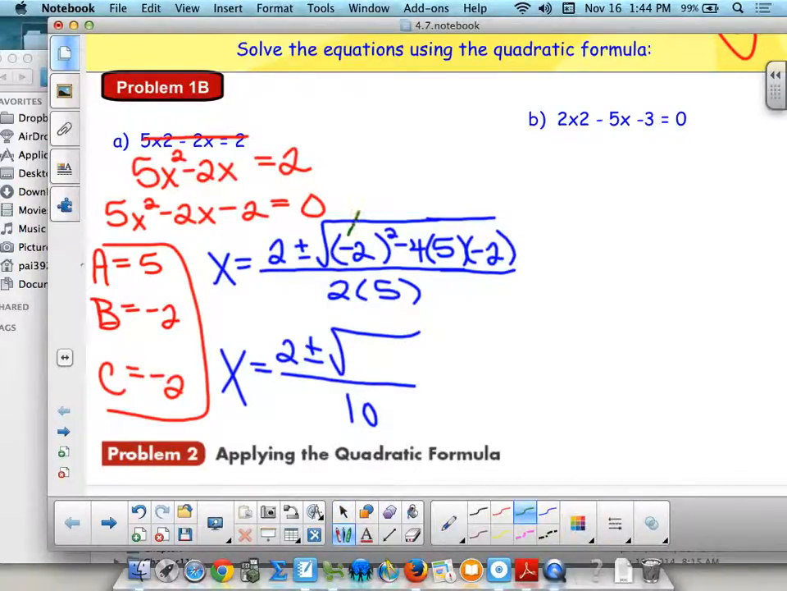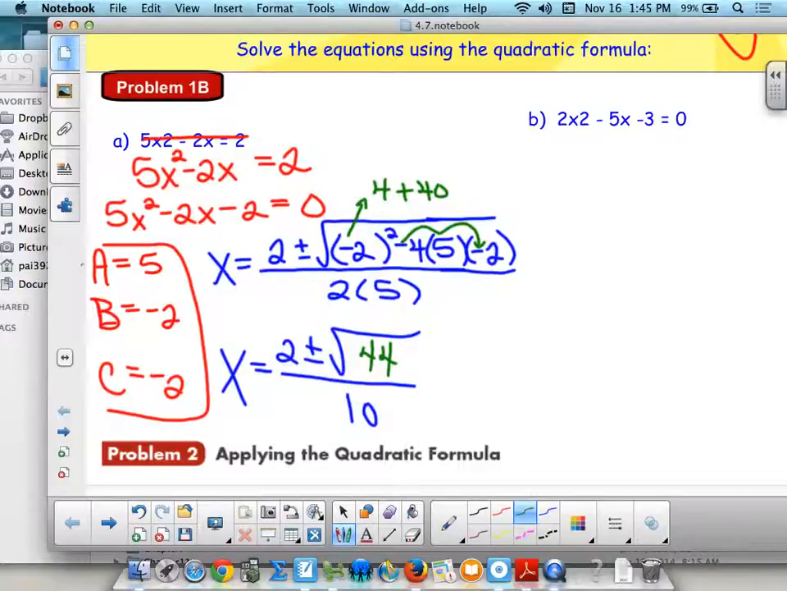What is negative 2 squared? 4. What's a negative times a positive, times a negative? 2 negatives. Positive. It's 4 plus. And see, this is why students get this wrong. They get it wrong because they get the sign wrong. 4 times 5 is 20. 20 times 2 is 40. What's inside is what? 44. Did you get 44? Yep. That's the hardest number to get out of the whole thing.